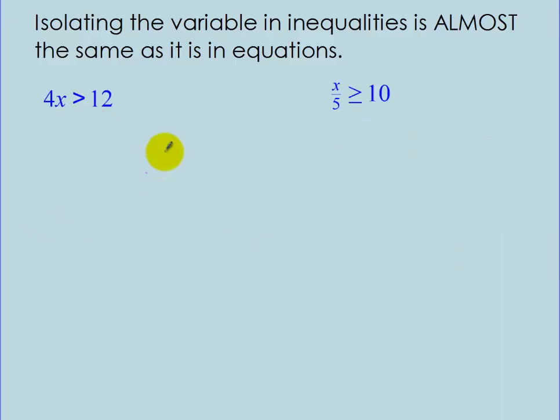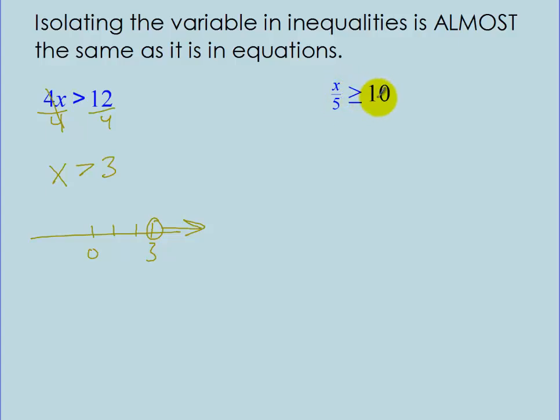Alright, let's try two others. So these work out the same way as well. 4x is greater than 12. I've got to isolate the x. 4 times x means divide by 4 on both sides. The 4's cancel out. I get x is greater than 3, and I can graph that. 0, 1, 2, 3. I do an open circle, and greater than goes to the right.